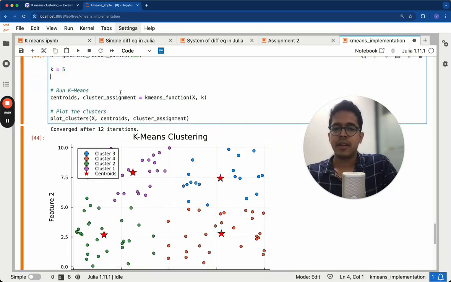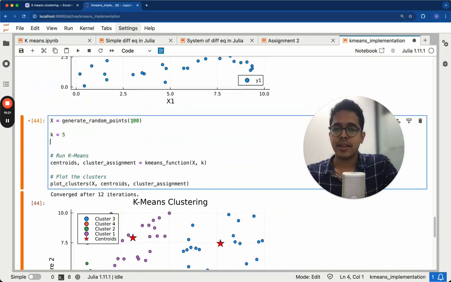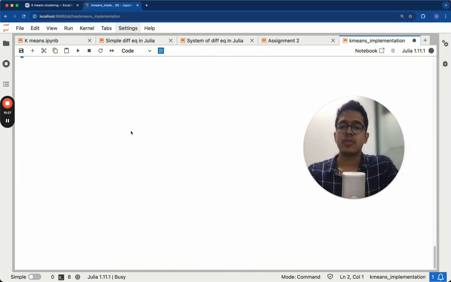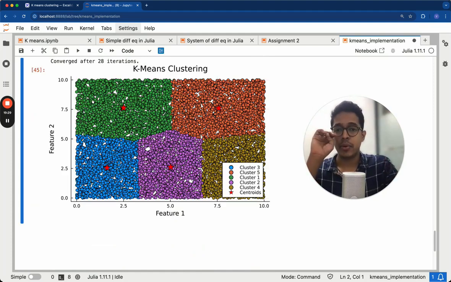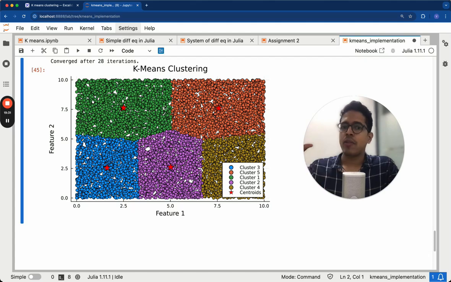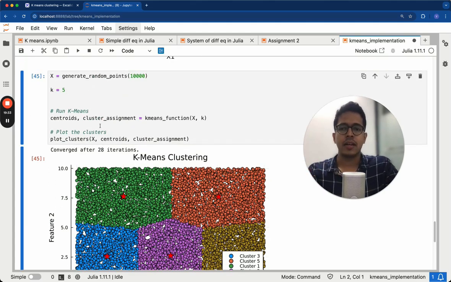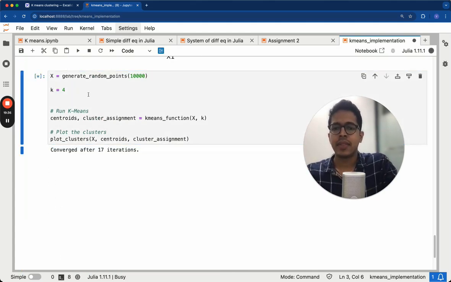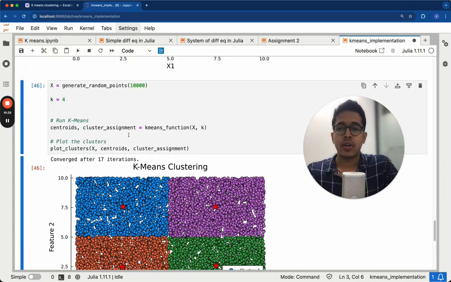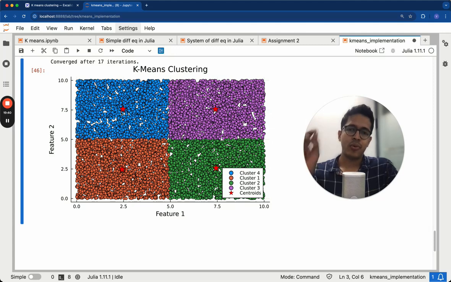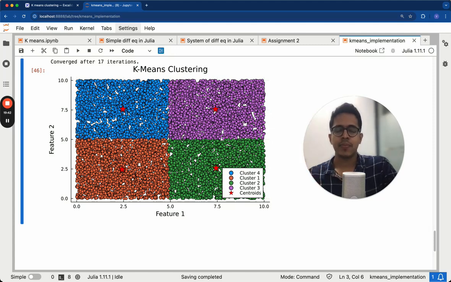K equal to 5. Now, this is very interesting when you increase the number of random points. Let's go from 100 to 10,000. If it is random and equally distributed, it will be all over the screen, which is why it's covering this entire screen. And k equal to 4. Sorry, yeah. If you are saying that you have 4 clusters, it looks like these squares. By the way, this looks very beautiful, right? I absolutely love this.